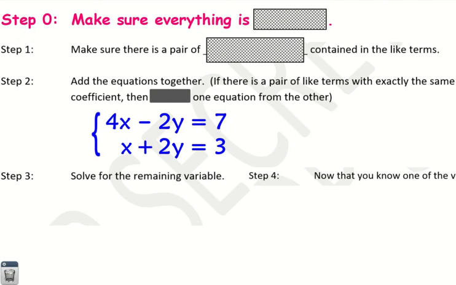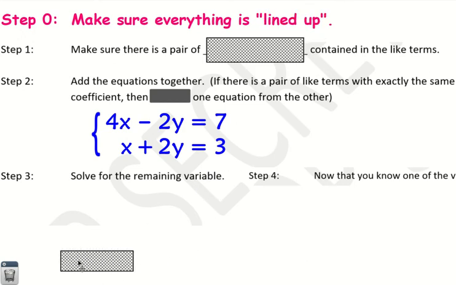Oh, step 0. Step 0. Make sure everything is lined up. What do I mean by that? Well, actually, take a look at this example here in blue. What I mean by lined up is that it looks like both of these equations are in standard form, where the x's are lined up first, and then followed by the y terms, and they're lined up, and then followed by the equal signs. Those are lined up, and then followed by the number constants, the regular numbers on the other side.